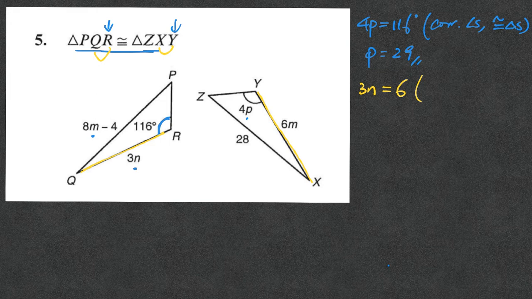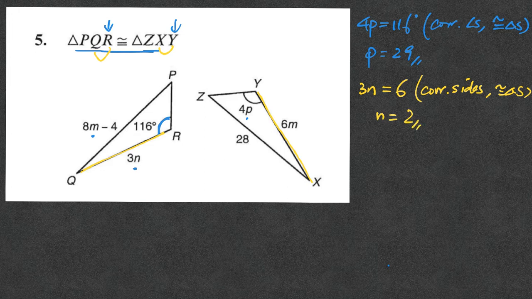Previously, we were talking about corresponding angles. Now we are matching the lengths of the sides, so that's why it's called corresponding sides, congruent triangles. And as a result, n is 2 can be obtained quite easily.